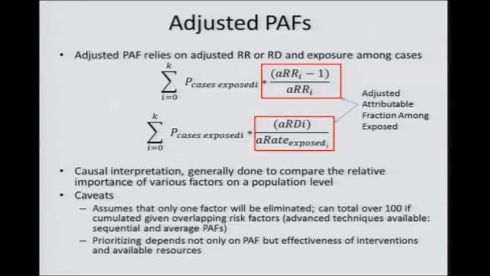Those are sequential and average PAFs, and Kristen actually covered this 2 years ago, so that would be in the archive if you'd like to learn more about that, and you can get TA from her here as well. But this is good enough for me to do quick, simple estimates, and you can still interpret it that if you did just eliminate one factor, that's what you could prevent. But prioritizing depends not only on the PAF, but the effectiveness of interventions and available resources.